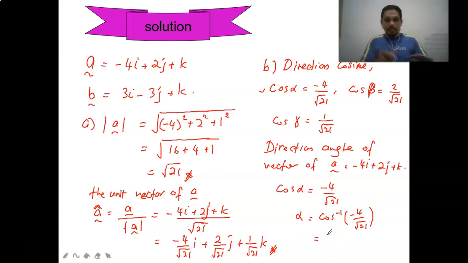Okay, so to find the answer using the calculator, press the shift and cos buttons, and it gives you cos inverse. Then set up the calculation: negative 4 divided by square root of 21. As you see on the screen now, press the enter button. So it gave me 150.8 degrees. Okay, so this is for alpha.